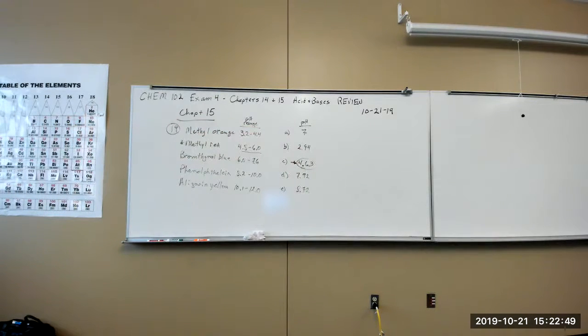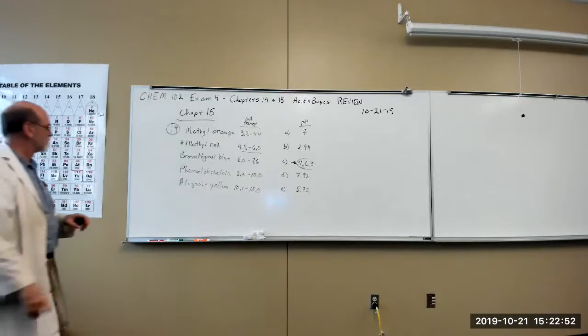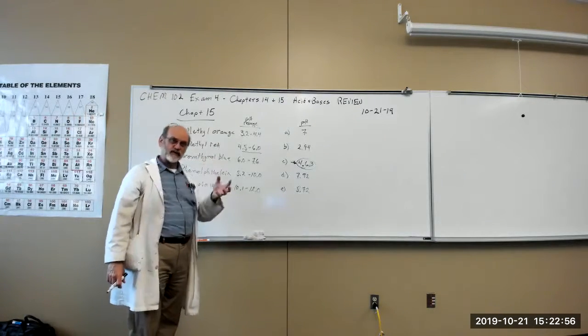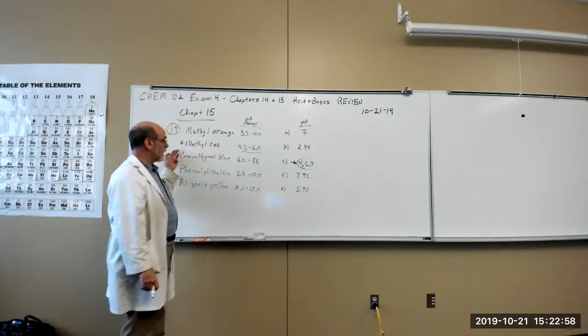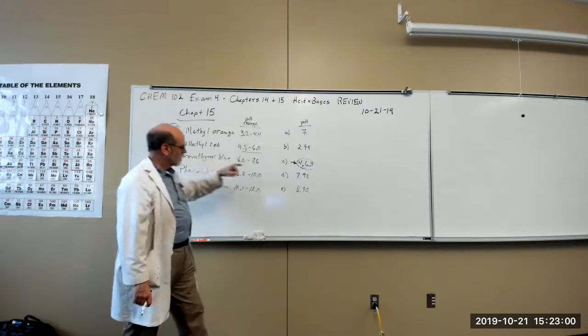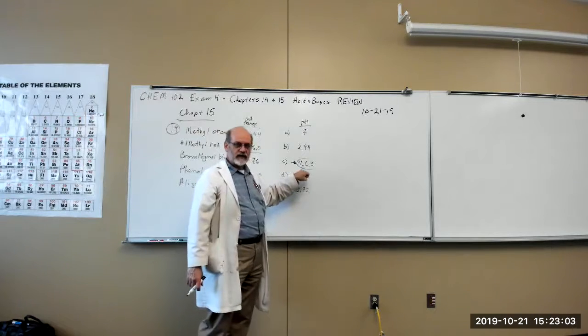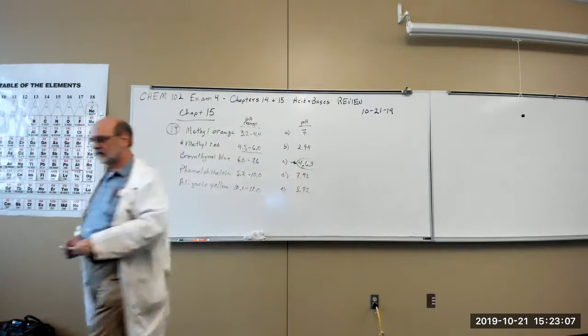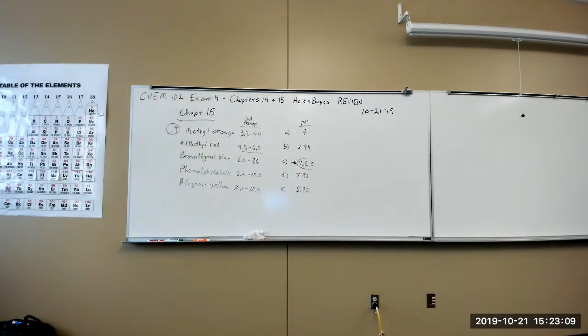Now, could we pick a different indicator that would be better? Oh, yeah. These are the ones we were given. So we're saying, what's the best one? But if you can find an indicator that puts 4.63 in the range, it would be better. I'm just looking to see. No, we don't have it. Any questions?